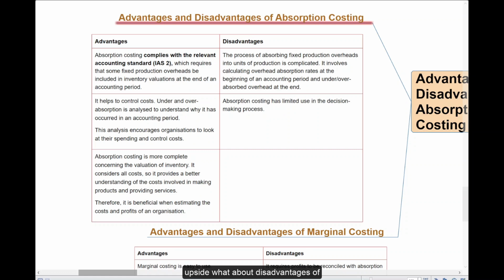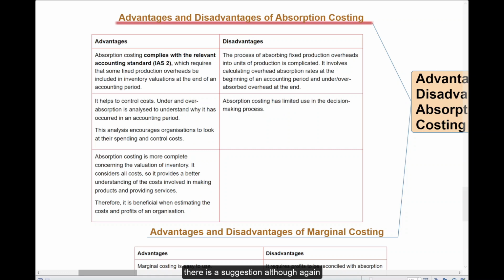What about disadvantages of absorption costing? Well, it is a little bit more complicated, isn't it? So rather than simply expense fixed costs in a period, our fixed costs are 50,000, bang, January, done, okay? You've got to calculate a rate, an absorption rate, yeah? And you may end up in some way, shape, or form either under absorbing or over absorbing overheads at the end of the period, okay?